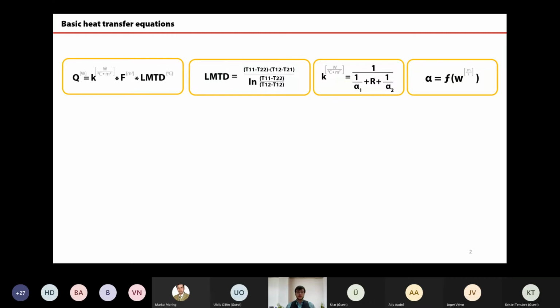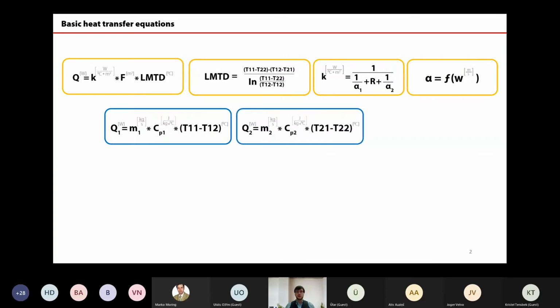Another set of equations we need to talk about is the law of energy conservation, which links the amount of heat given by one side with the mass flow rate of this media, the specific heat capacity, and the temperature difference between inlet and outlet for this specific media. This equation is always written for both media, hot and cold. And in heat exchangers, we normally consider that these two amounts of heat are equal, so we don't lose any heat to the atmosphere. Heat losses are assumed to be zero.